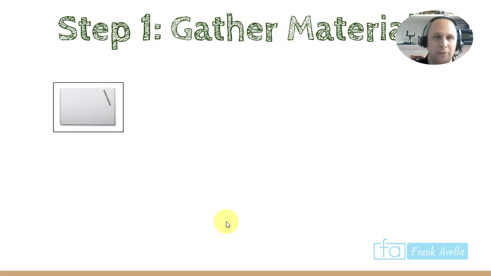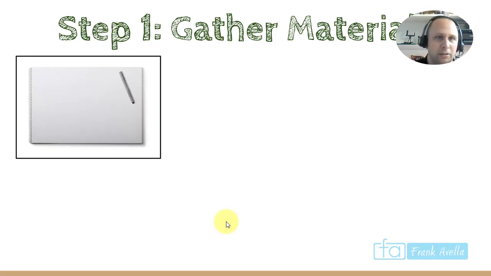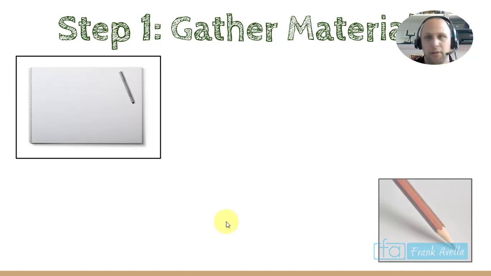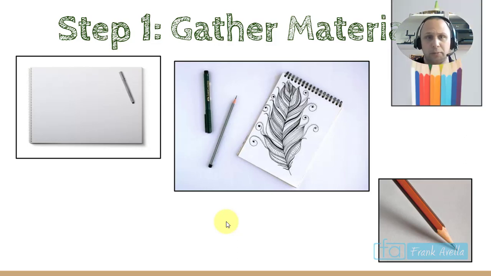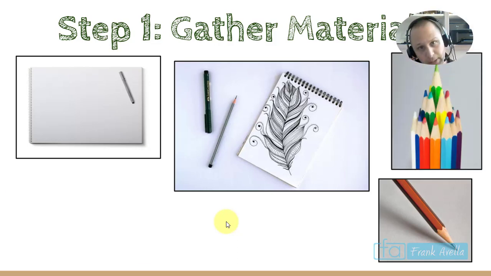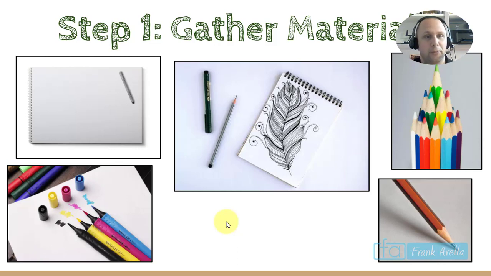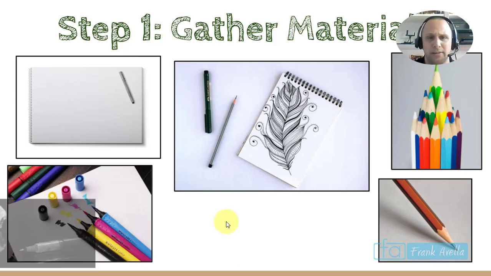So step 1, gather the materials. Okay, take a look right there. You've got a nice piece of paper. That's a sketchbook. You've got a pencil. This is a beautiful example here. You could have colored pencils. Those things are kind of like, and I have them, I don't know what they're called, but I have them for my kids. They're kind of like marker pens.